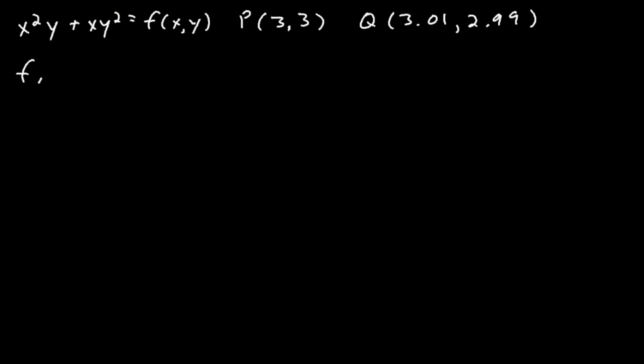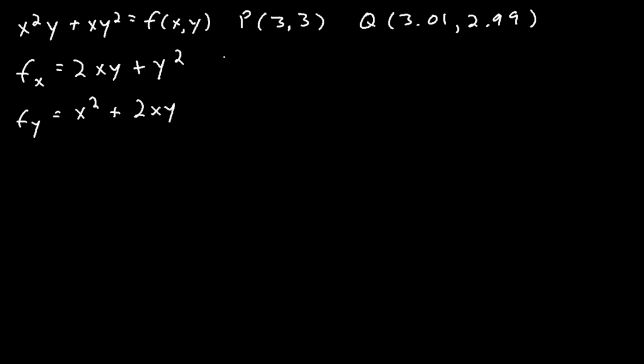For that, we got to find the gradient now. So f of x and f of y. So f of x's gradient will be 2xy plus y squared. And f of y's gradient is x squared. No, y partial, sorry. X squared, and this is just 2xy as well.